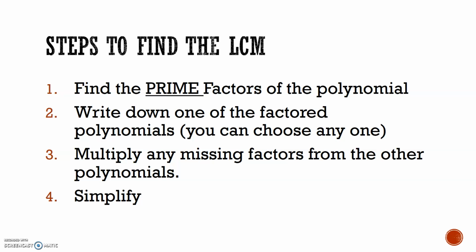First, you want to find the prime factors of the polynomial. Then you're going to write down one of the factored polynomials. You can choose any one that you want to write down. I always pick the larger one, the longest one. Then you're going to multiply any missing factors from the other polynomials, and then you simplify.